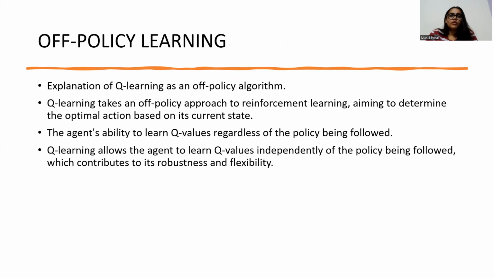So, what is off policy learning? So, explanation of Q learning as an off policy algorithm. So, Q learning takes an off policy approach to reinforcement learning, aiming to determine the optimal actions based on the current state. So, the agent's ability to learn Q values regardless of policy being followed. So, the Q learning allows the agents to learn Q values independently of a policy being followed, which contributes to its robustness and flexibility.